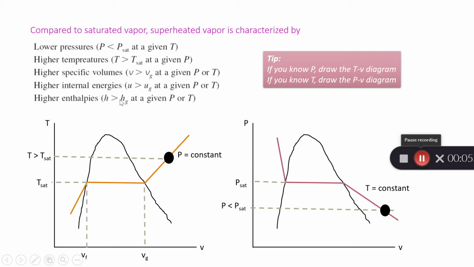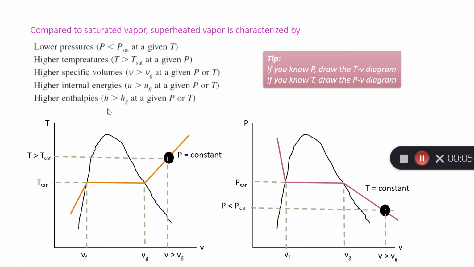Now for specific volume, it will be more than Vg. Vf is here, not important now. Vg is here. This is the volume of the saturated vapor, so superheated vapor will have higher volume. For example, here we confirmed just now that this is a superheated vapor. This is where the volume will fall, and of course this is more than Vg. You can do the same comparison in the PV diagram as well. This will be more than Vg.